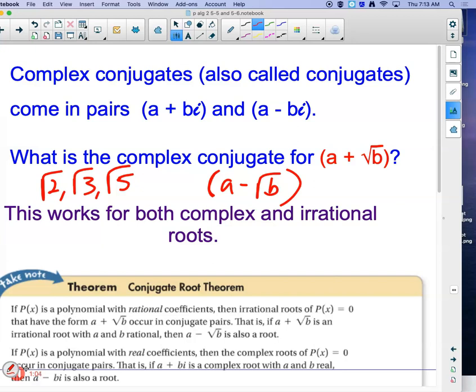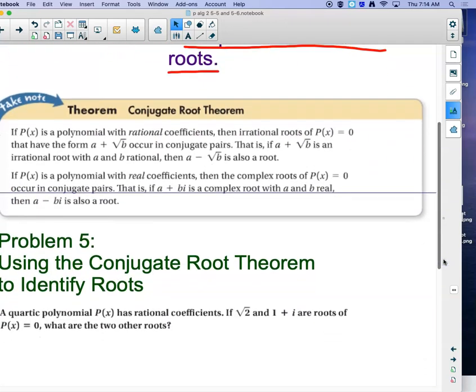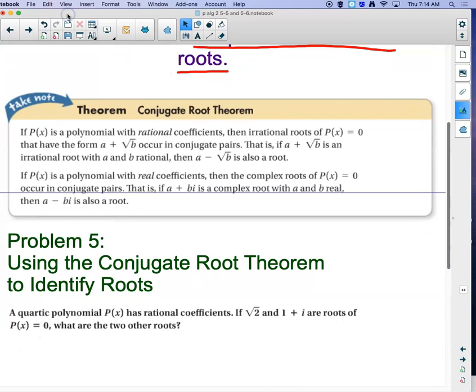And so what we're seeing here is that they always come in pairs. This works for both the complex, which means our imaginary, as well as irrational roots. If they give you one, you have to know the other one. You have to figure out what's the opposite here, because they always come in pairs. And that's the conjugate root theorem, a big part of our objective here.